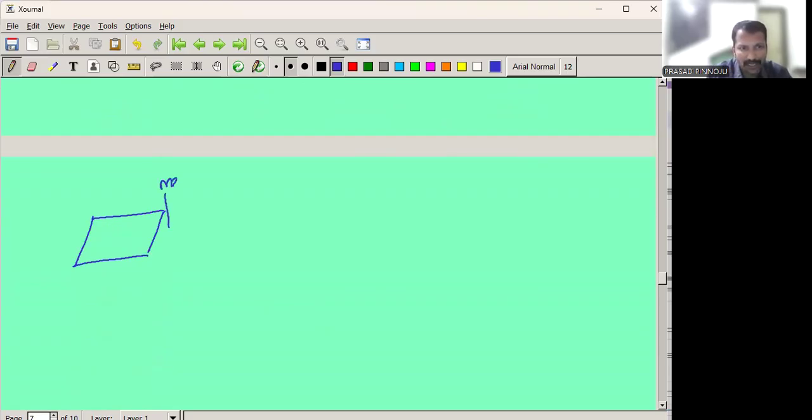Here it has a methyl group and here it is a hydrogen. And here it is a hydrogen, here it is a methyl group. And similarly, here I am going to take methyl, hydrogen, methyl.